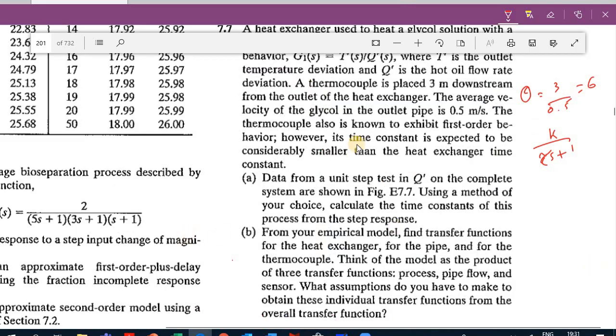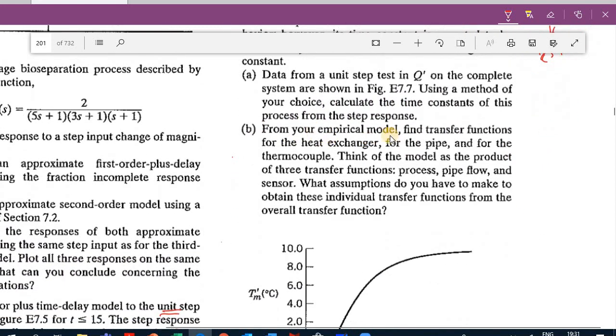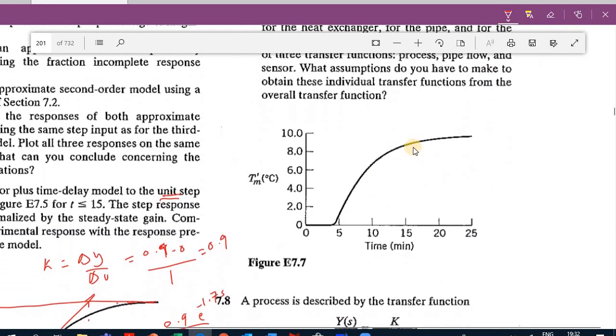Okay, let's continue. Data from a unit step test in Q prime on the complete system are shown in figure E7.7. Using a method of your choice, calculate the time constant of this process. We don't want to do the empirical model, we just want to work on this. Chapter 7 has more than one part; I explained what is required in this subject, and the other parts I'm skipping are not required.